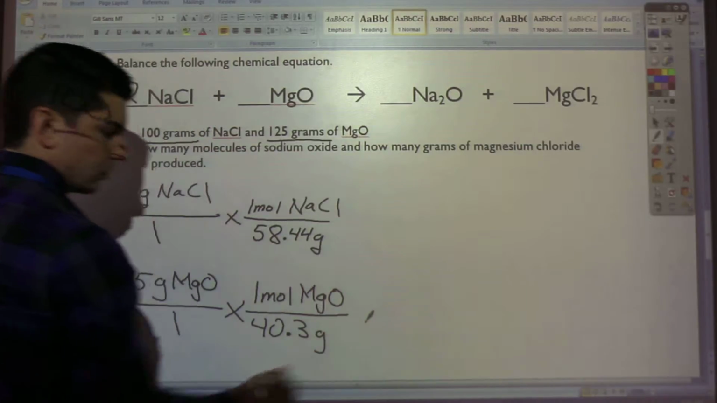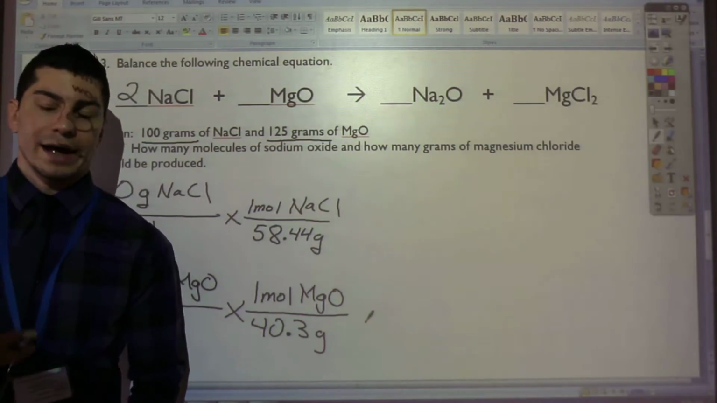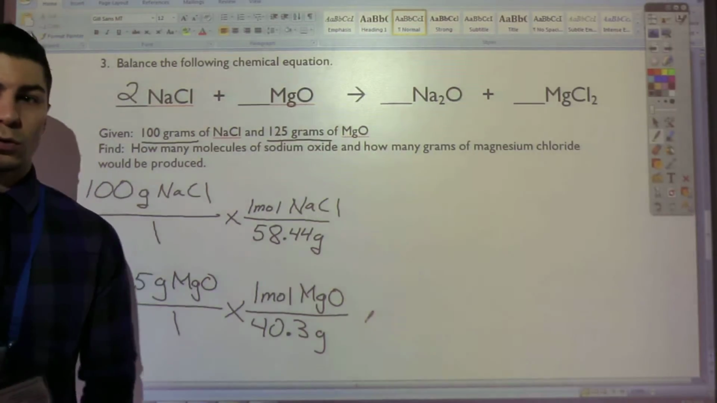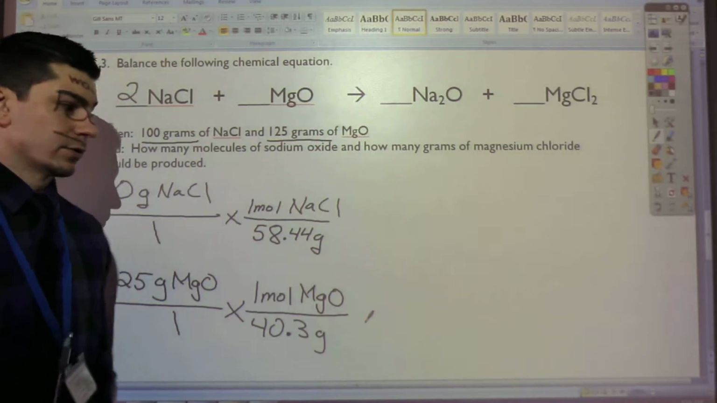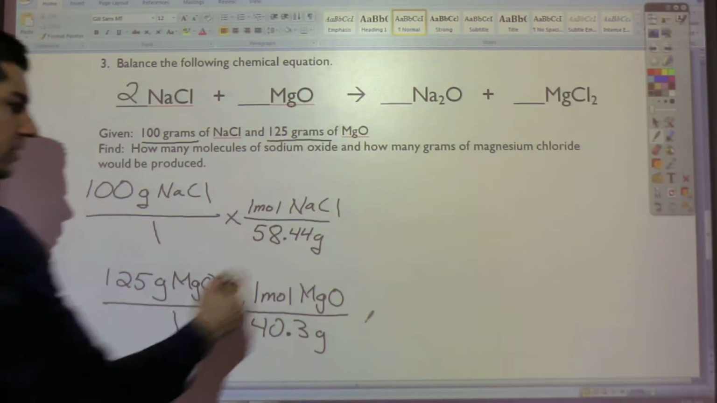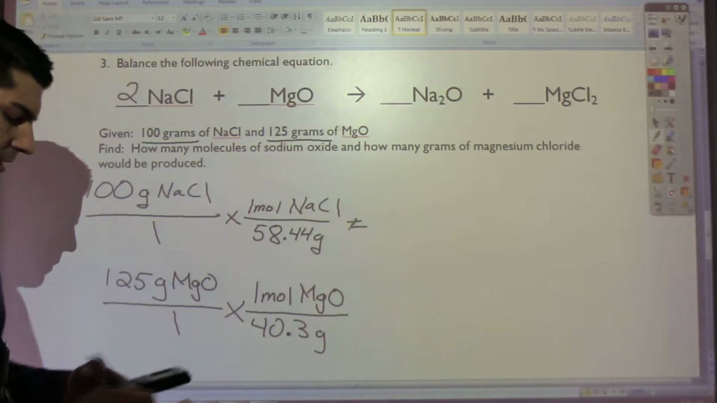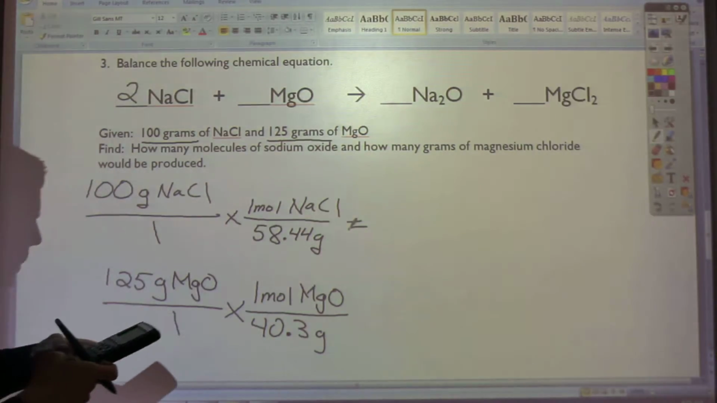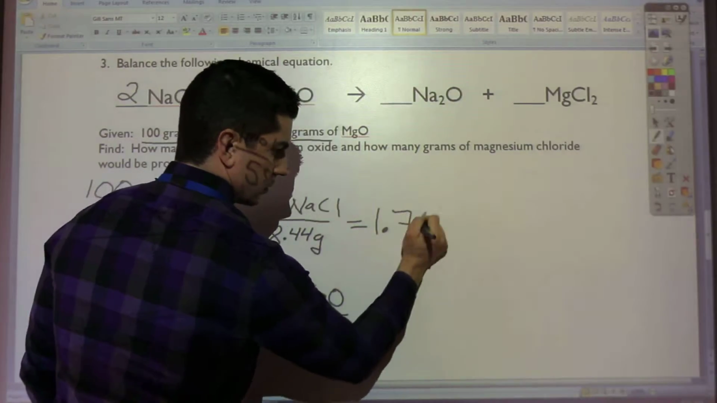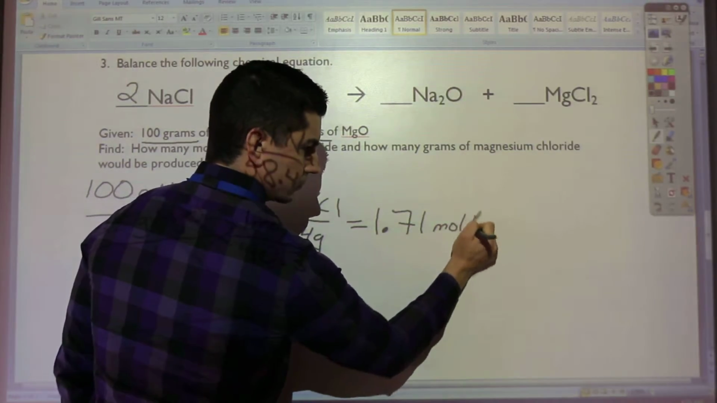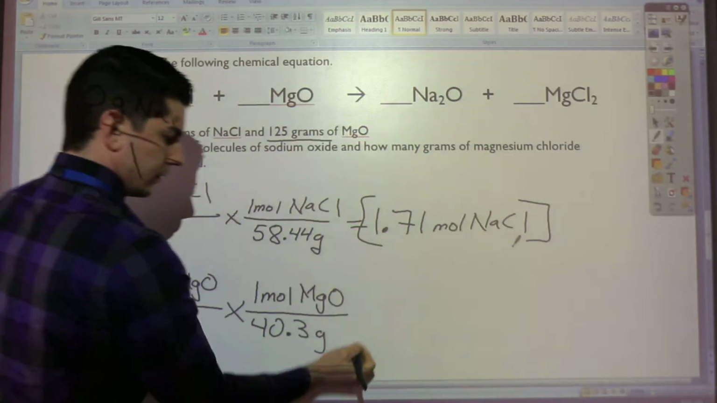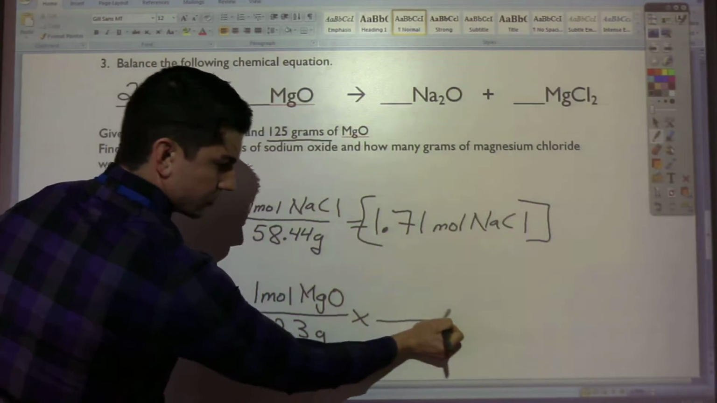Okay. So what I'm going to do is we have to, as we've done in the past, have each one of these in the same moles of that same compound. So let's do moles of NaCl. We'll start off with doing 100 divided by 58.44, and we get 1.71 moles of NaCl. Now, this bottom one, we are in moles.